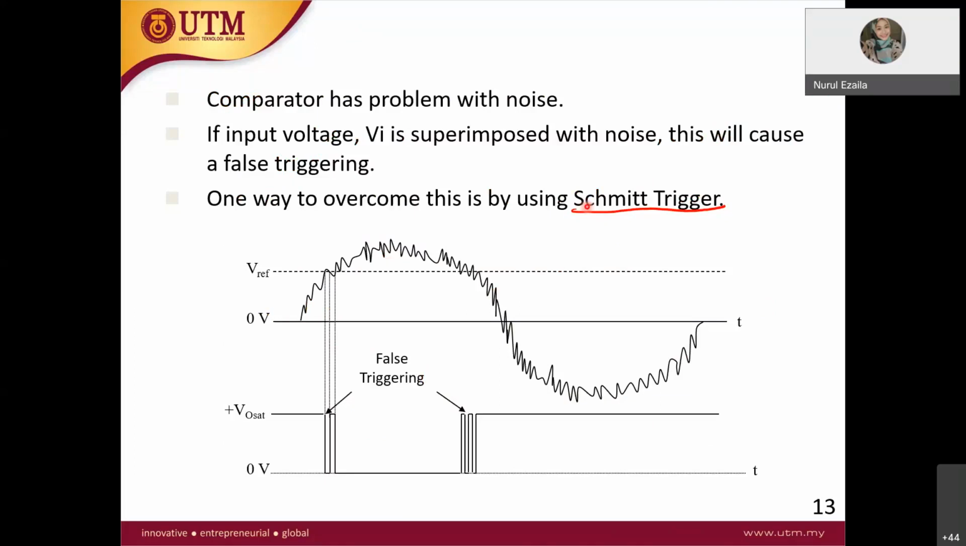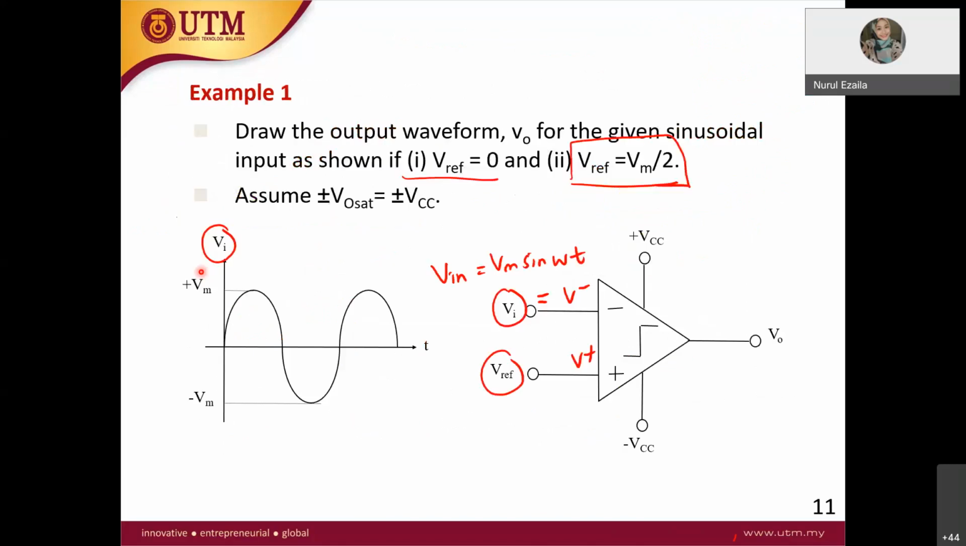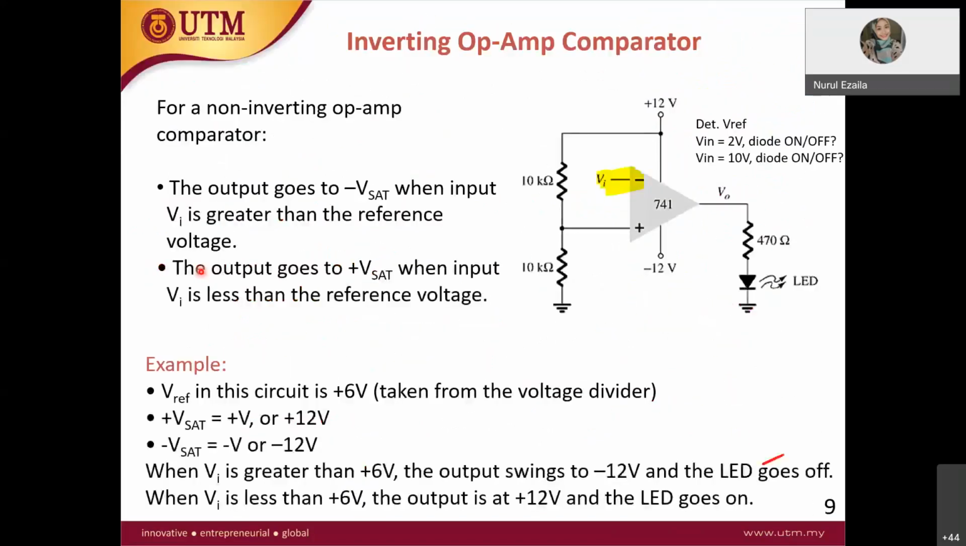So how to solve this issue with an input that has many noises is the Schmitt trigger. So what is a Schmitt trigger? The circuit looks almost the same as the comparator, but the Schmitt trigger has positive feedback. If you can see here, you might not be able to differentiate between the circuit of a comparator and the circuit of a Schmitt trigger.